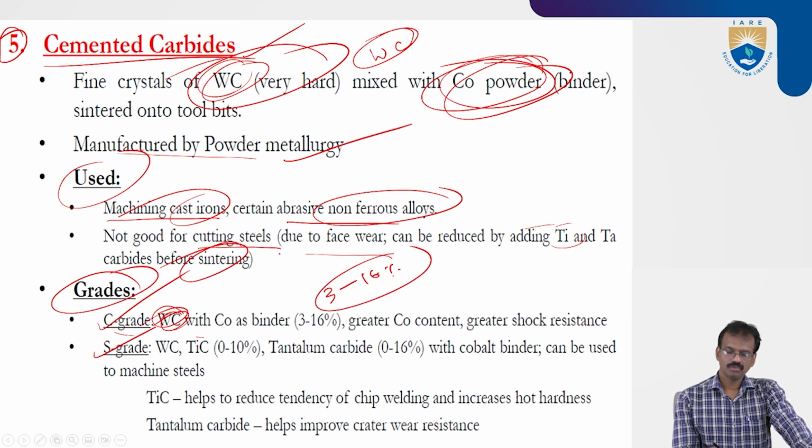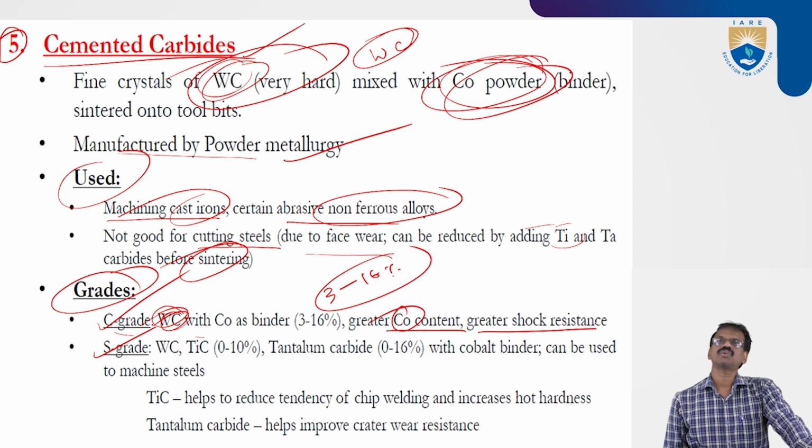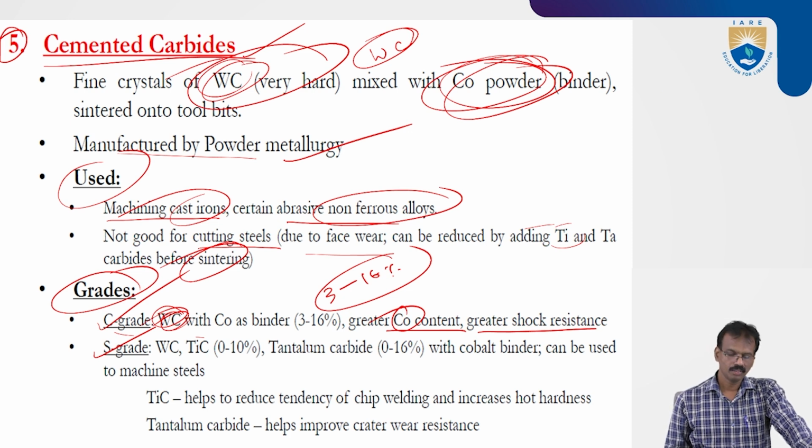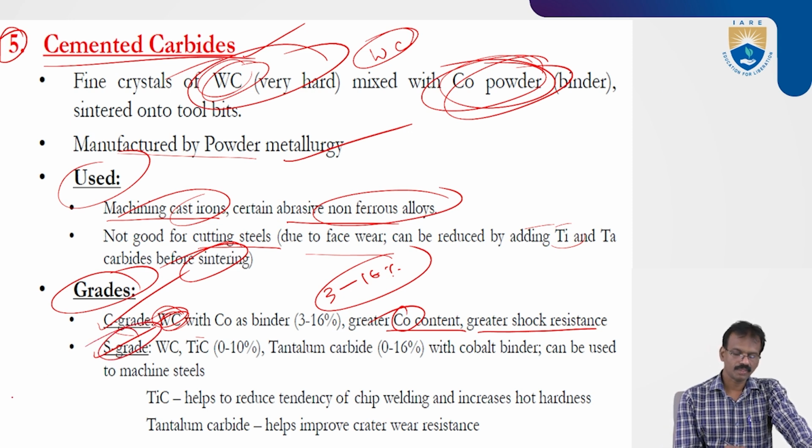Okay. Next to here, greater cobalt content we can see. So it gives the greater shock resistance also. Next to S grade, we'll see.